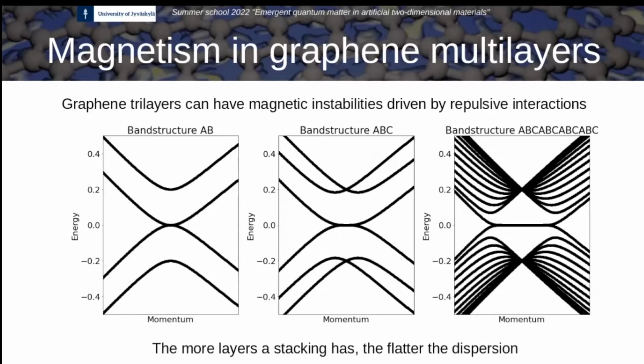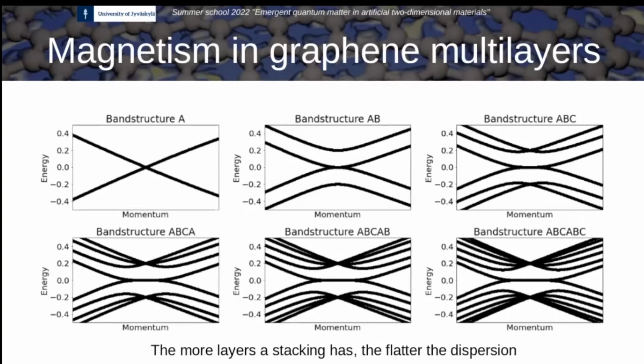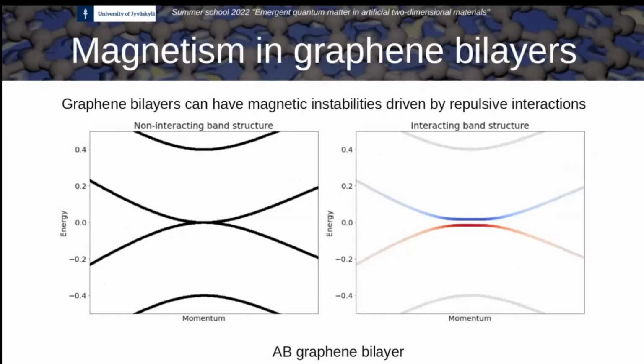So what this actually means is that the more layers you stack together, the flatter your dispersion is, and therefore the more susceptible to electronic interactions your material may become. And this is, of course, something that you can systematically see by putting more and more layers. So you can start with monolayer with Dirac density of states and just one state at zero energy. Then here you have more and more. And you can see that as you put more layers, you get more and more states close to the Fermi energy.